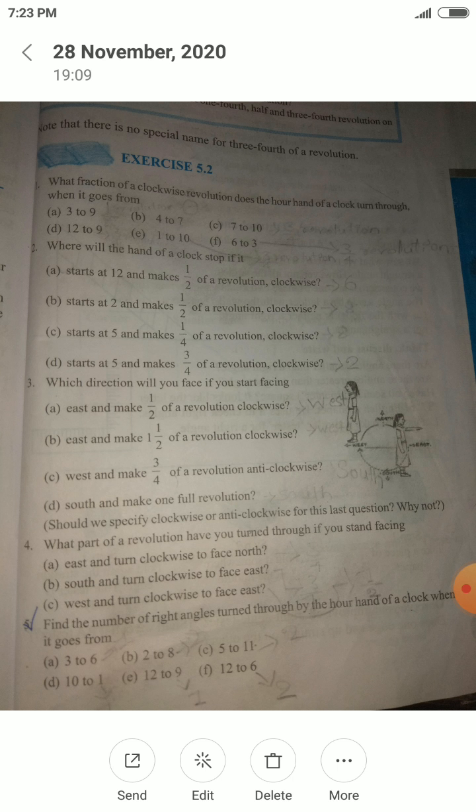B. South and turn clockwise to face east. From south you will move to west, again you will move to north, then you will turn to east, that is 3/4. And C. West and turn clockwise to face east. When you face towards the west and turn clockwise to face east, it is 180 degrees. Straight angle is half, 1/2.